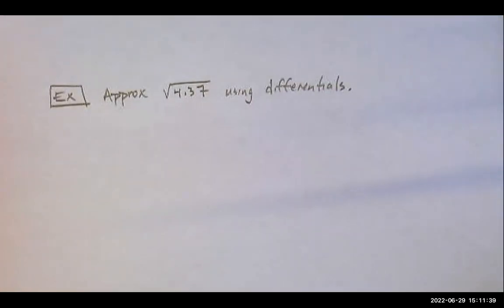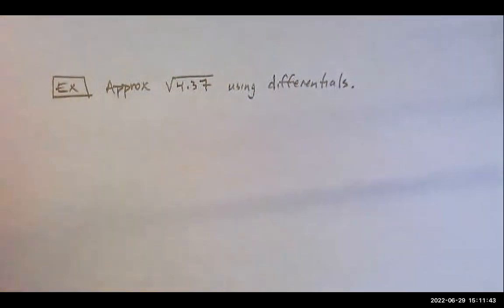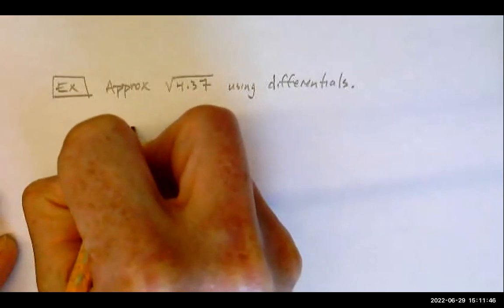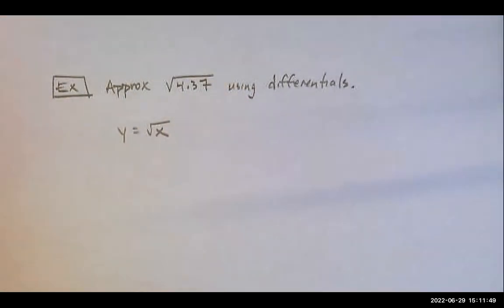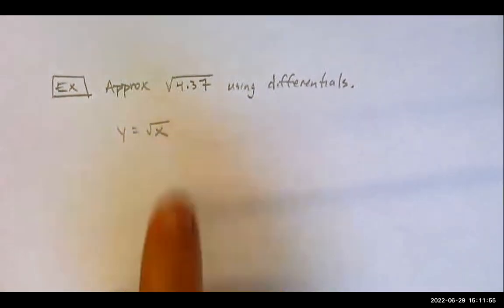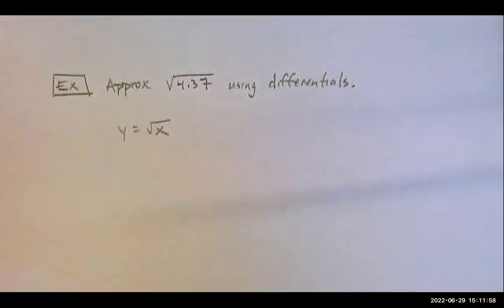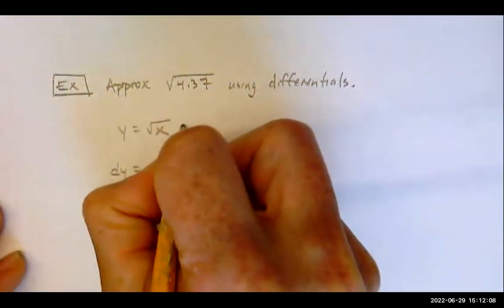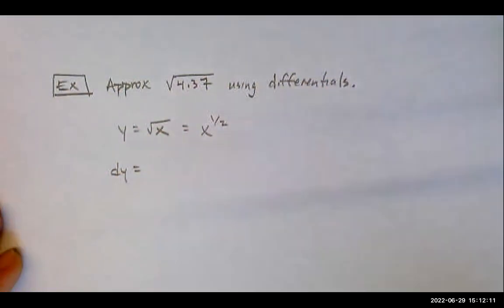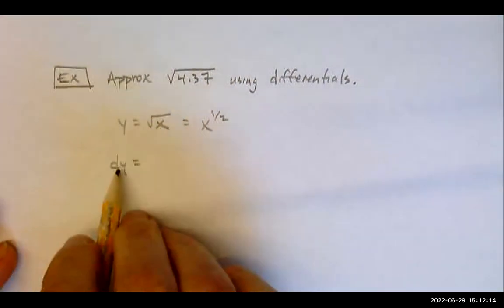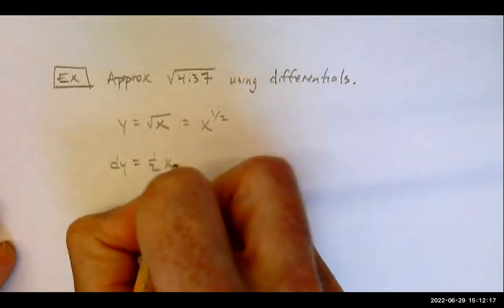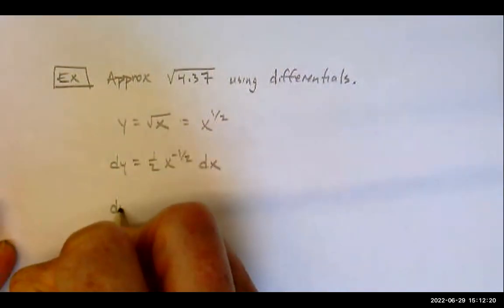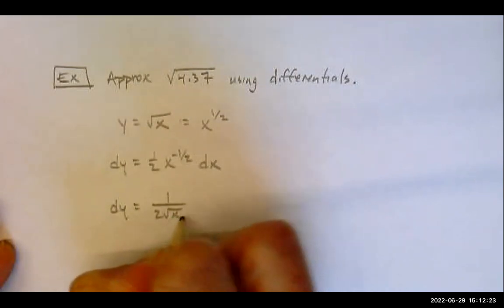Approximate square root 4.37 using differentials. Okay, here's what we're going to do. When we're using differentials, we're going to say y equals square root of x. Before, when we did the linearization, we thought of it as f of x. With differentials, we want to think of it as y. Also, check this out. When we find the derivative of both sides, this is x to the 1/2, differential, and then 1/2 x to the negative half dx. We can rewrite that as 1 over 2 square root x dx.